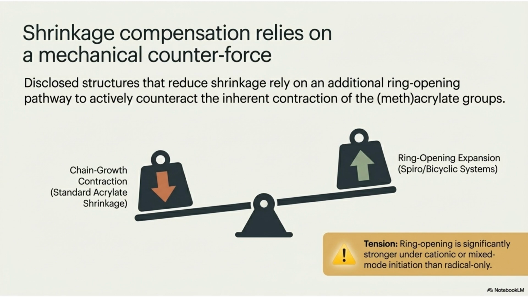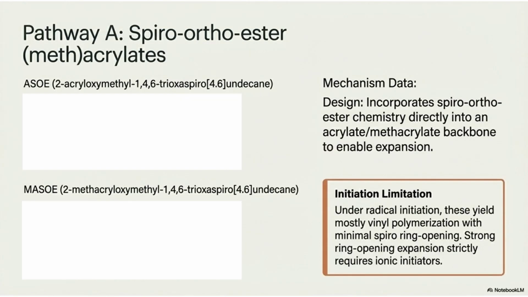Structures that reduce shrinkage use an additional ring opening pathway to counteract the inherent contraction of the acrylate groups. Ring opening is stronger under cationic or mixed mode initiation than radical only. Pathway A is the spiro-orthoester methacrylates. This design incorporates spiro-orthoester chemistry directly into an acrylate backbone for expansion. However, under radical initiation, this yields mostly vinyl polymerization with minimal spiro ring opening. Strong expansion requires ionic initiators.